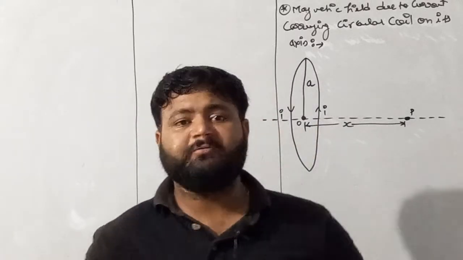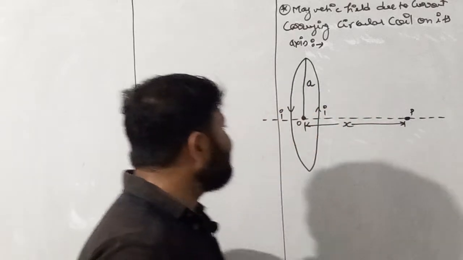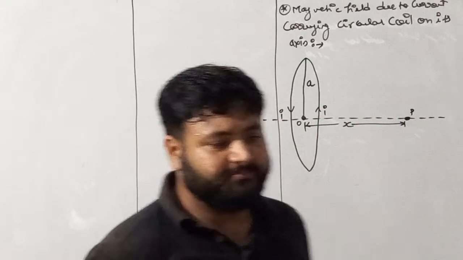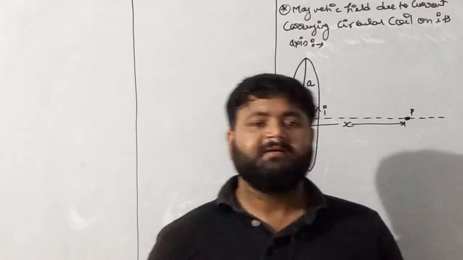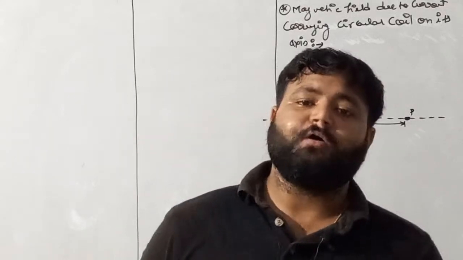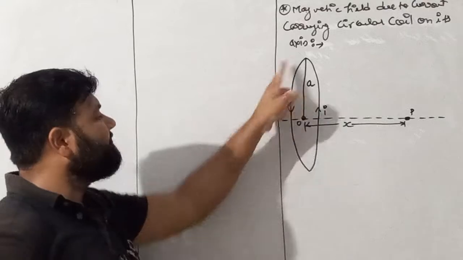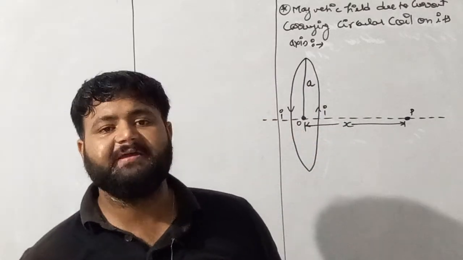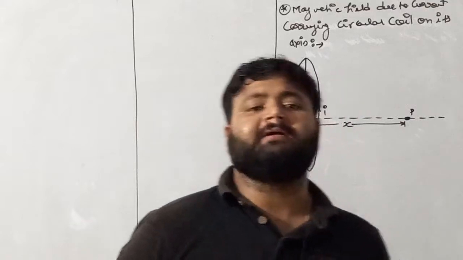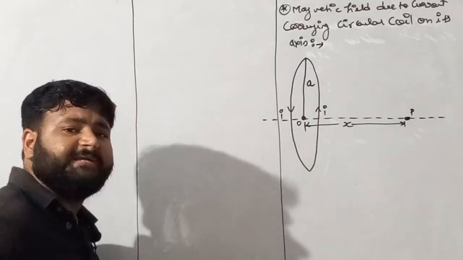Please write down the consideration. Consider a coil of radius a in which current I is flowing. Full stop. Write down the next point, dear student.